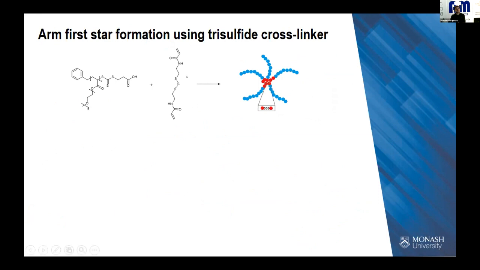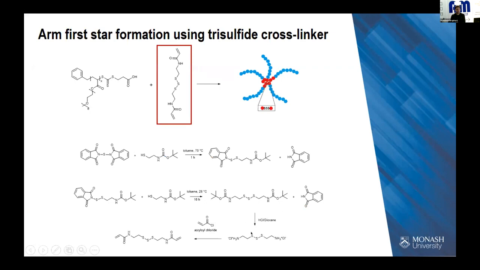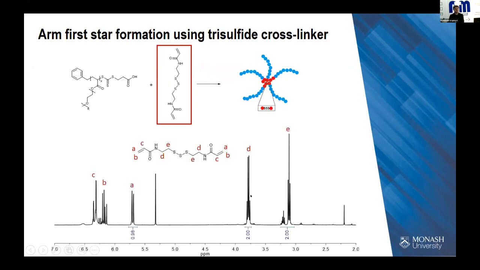This cross-linker here isn't commercially available, so we had to synthesize it in the lab using some phthalimido chemistry that we've established. So bisphthalimide can react with one equivalent of thiol to give this disulfide phthalimido compound, and we can bring in another equivalent of thiol to give us our trisulfide. In this case, it's Boc protected, so just a simple Boc protection, and acrylation with acryloyl chloride gives us our trisulfide cross-linker. NMR confirmed we've got a reasonable yield of product.